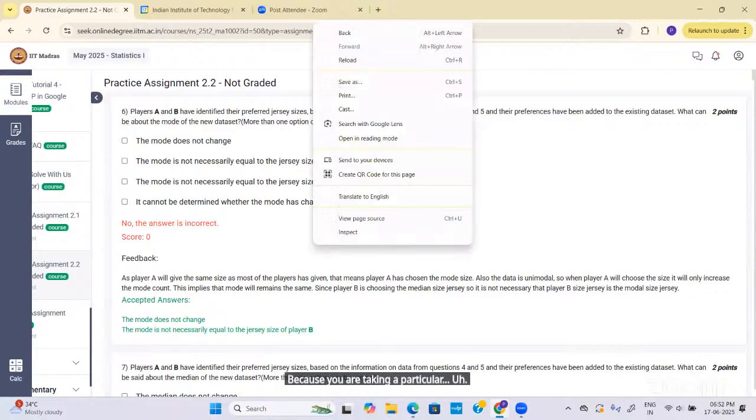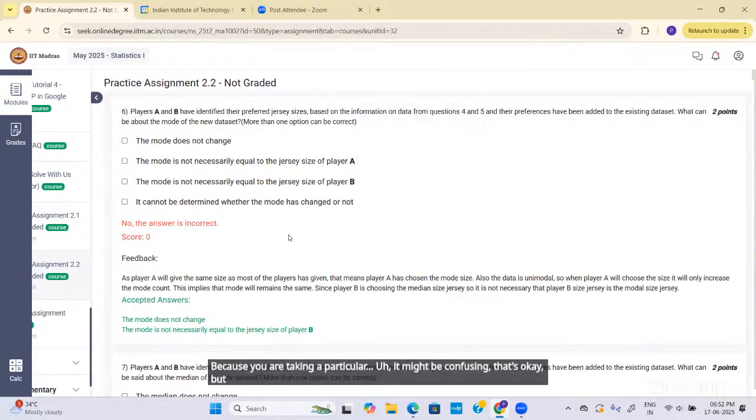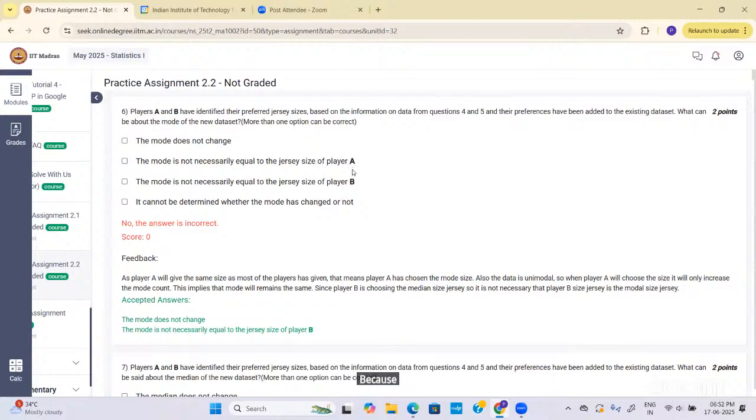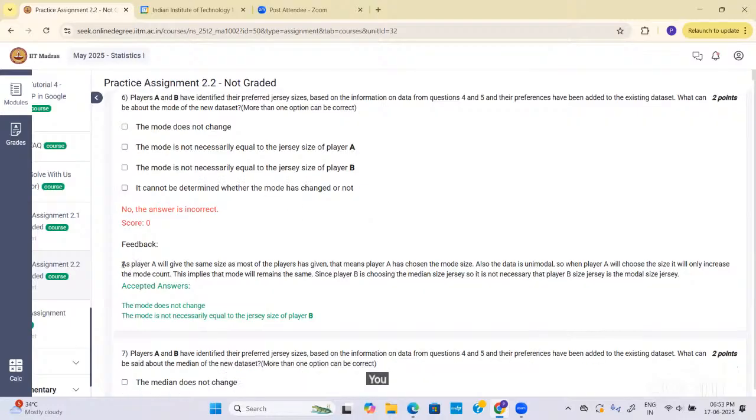It might be confusing, that's okay, but read the question 2-3 times, then you will understand. Because the player A is ordering whatever the mode of the data set. You just read this line. This reasoning is given here, and you will understand it.